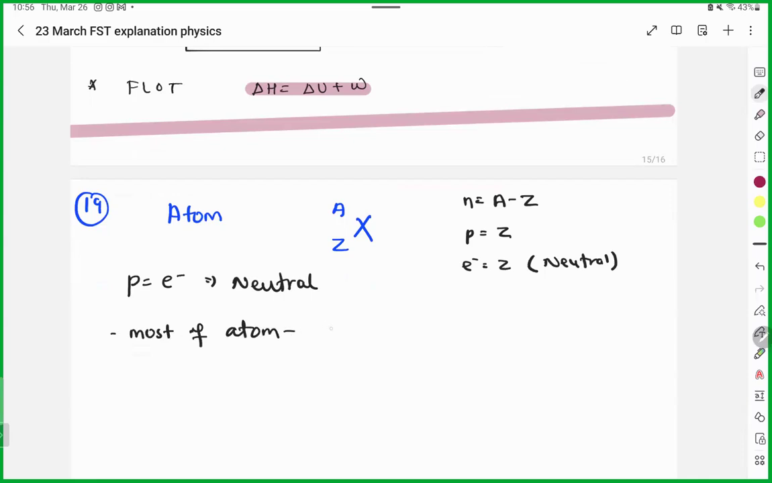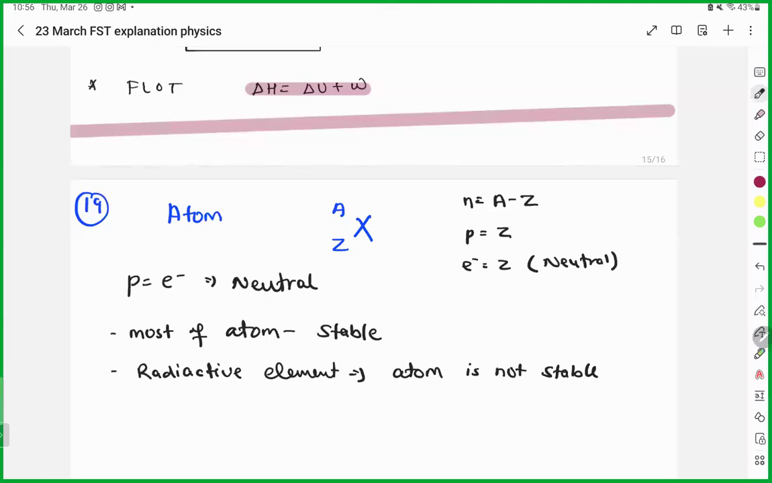If you see, most of atoms are stable. If you take most of the elements, their atoms are stable. That's why they exist, but not all. In the radioactive element, atom is not stable. अगर स्टेबल नहीं होगा तो वो एटम किसी और में टूट जाएगा. One atom will convert into another. Same thing happens in uranium. यूरेनियम में भी ऐसा ही होता है कि यूरेनियम ब्रेक डाउन इनटू बैरियम एंड क्रिप्टॉन. क्यों? बिकॉज यूरेनियम इज नॉट स्टेबल. So in case of radioactive element, atoms are not stable.